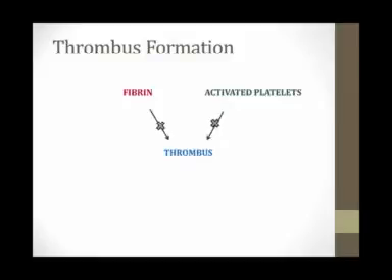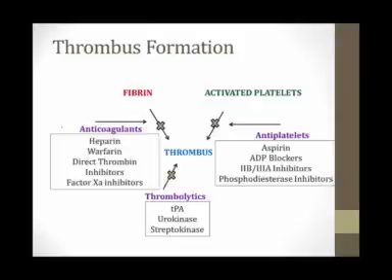Recall that the two ingredients for a blood clot or a thrombus are activated platelets and fibrin, which comes from the coagulation cascade. There are many diseases where thrombus forms and is harmful to the patient, and in these disorders we try to block the formation of thrombus. We can do that by either blocking the formation of fibrin or blocking the function of activated platelets. The drugs that block the formation of fibrin are called anticoagulants, and we'll talk about those in another module.